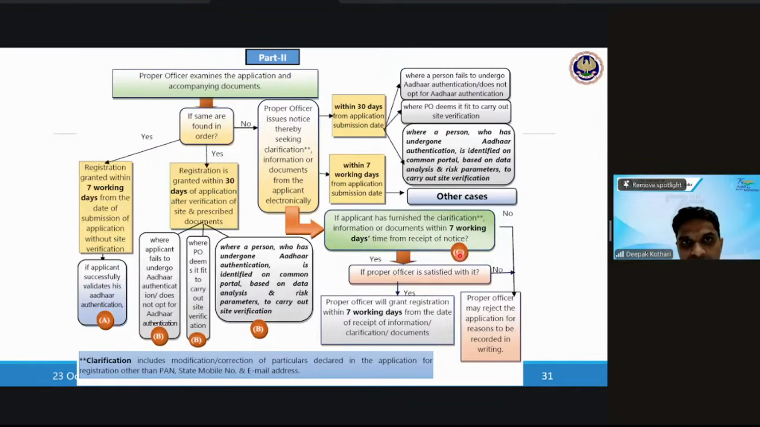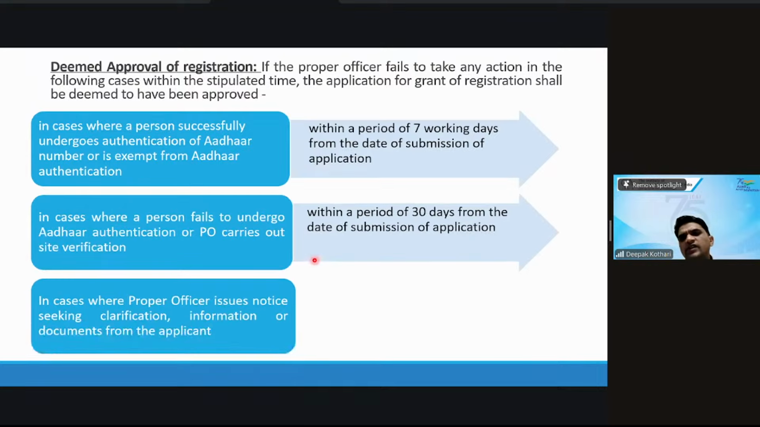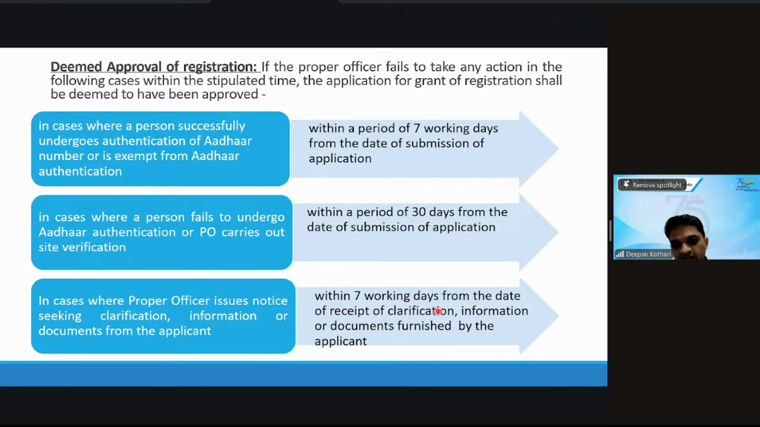ठीक है, क्लियर है यहाँ तक? That Aadhaar authentication has to be done. That's the timeline. So basically, you can understand अगर आधार authentication है 7 days, non आधार authentication 30 days, and अगर notice आया और आपने reply किया, then within 7 working days from the date of receipt of clarification, we will have to give the registration या फिर reject करना चाहिए.